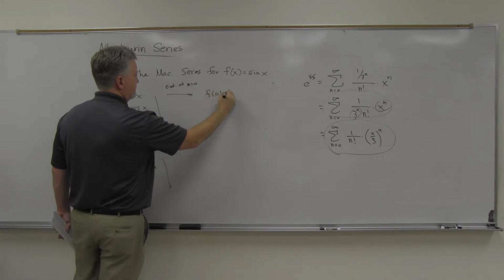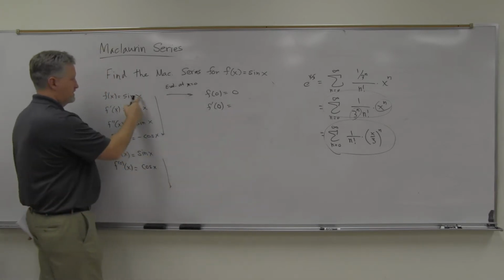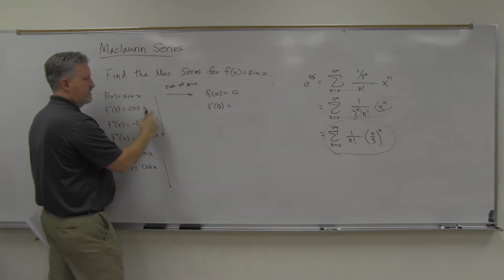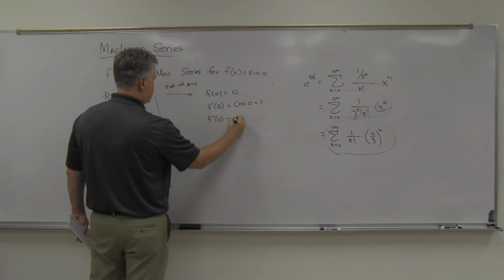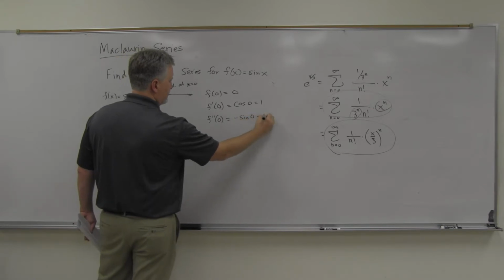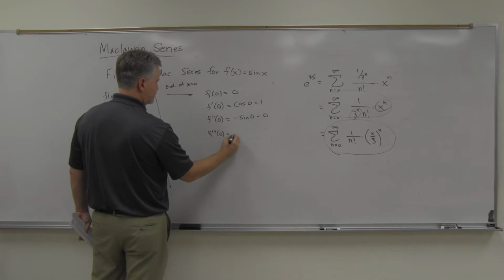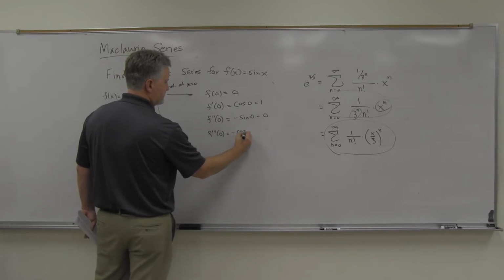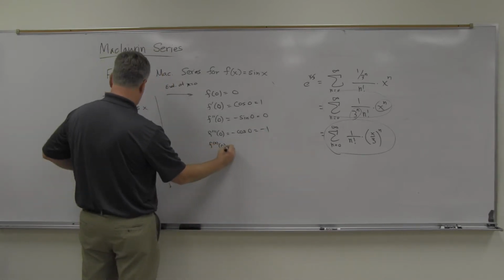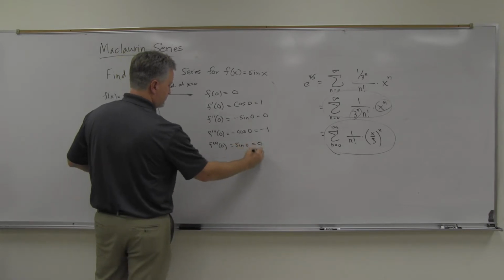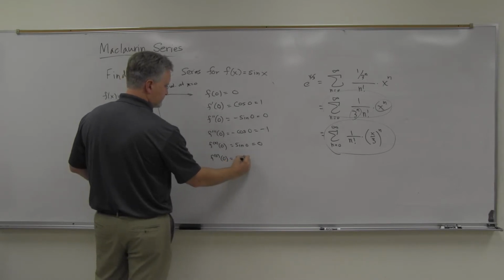So f of 0 is 0. F prime of 0, because that'd be sine of 0, and then cosine of 0 is 1. Second derivative at 0 is negative sine of 0, which is 0. And then the third derivative at 0 is negative cosine of 0, so that's negative 1. Fourth derivative at 0 would be sine of 0, so we're back to 0. Fifth derivative at 0 is cosine of 0, which is 1.